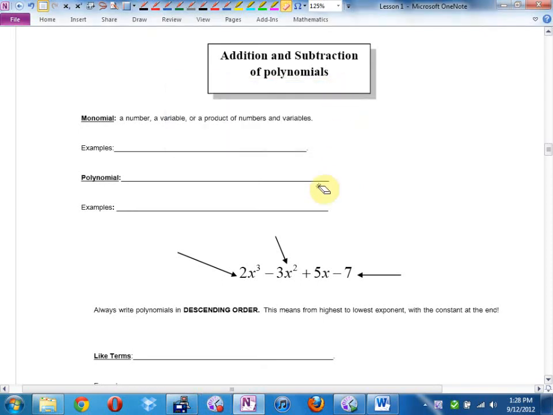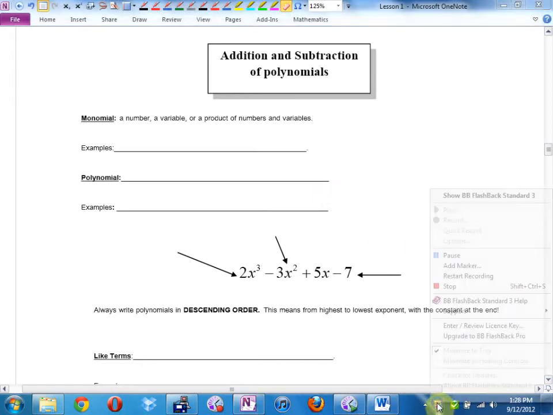So, adding and subtracting polynomials. Recall, a monomial was a number, a variable, or a product of numbers and variables. We did a bunch of examples last class, so I'm going to say a polynomial was a monomial, or a binomial, or a trinomial.